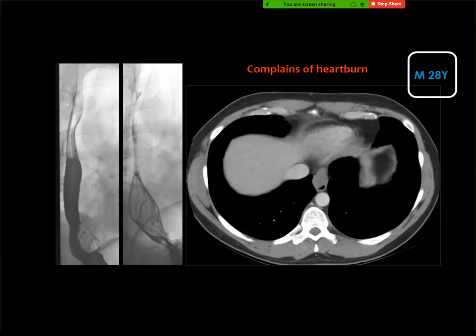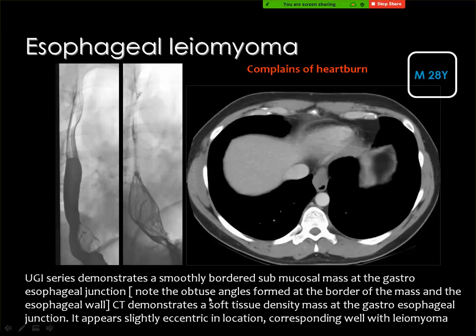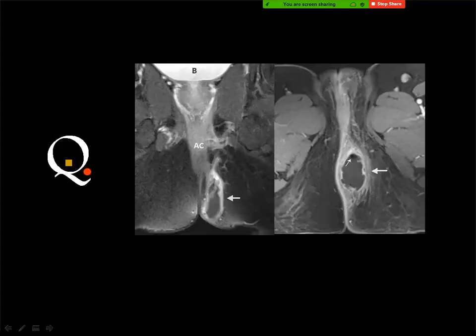Sliding hiatus? No. Reflux? No. Barrett esophagus? No. Just look here. This is the esophagus, and there is no hiatus hernia. There is a mass. Leiomyoma. Yes, and this is leiomyoma, which is usually intramural with extrinsic impression on the lumen, and this is very characteristic.